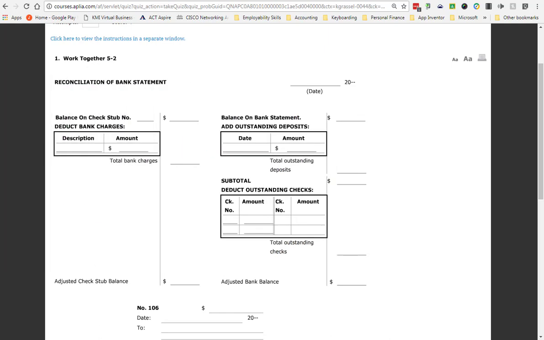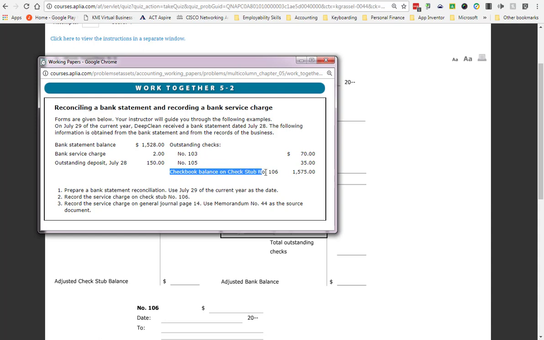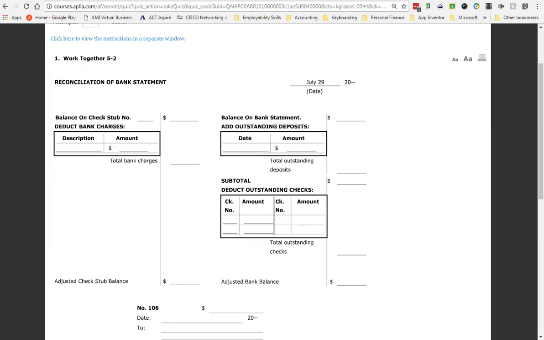So the first thing we need to do is get our date in the upper right-hand corner, and that's going to be July 29th. Now, when I complete a bank statement, I'm going to do one side and then do the next side. So I'm going to start on the side that says balance on check stub number. My directions tell me right here, checkbook balance on check stub number 106 is $1,575. So I put my check stub number of 106, then the amount of $1,575. And if I just hit enter, it'll put in the .00. I don't have to type in .00.